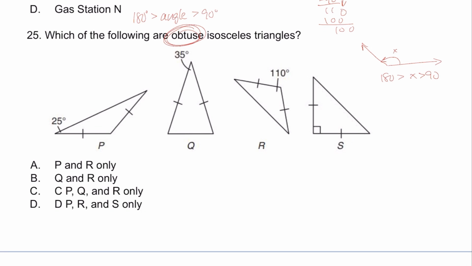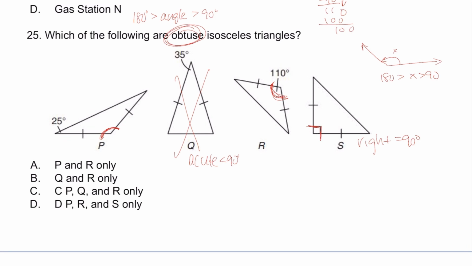So here we can see that triangle P has an obtuse angle. Q doesn't have any, so these are all acute angles, and acute angles are less than 90 degrees. Triangle R has one that's 110, and triangle S doesn't have one, just has a right angle, which is exactly equal to 90 degrees. So only triangle P and R are obtuse.